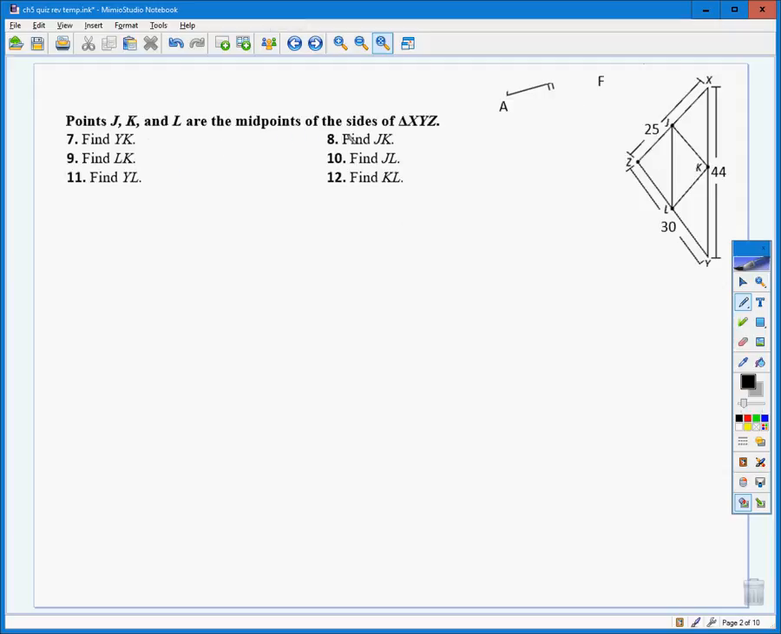Since these are midpoints, each one of these segments is a mid-segment. And since they're midpoints, it would cut this side in half. So where this 25 is, this would be 12.5 and 12.5. When it cuts this 30 in half, each of these would be 15. And where it cut this 44 in half, each of these would be 22. The mid-segment is half of the third side. This would be 22.